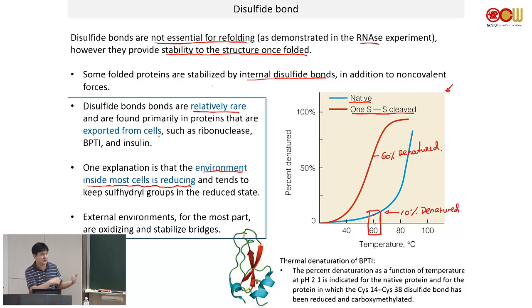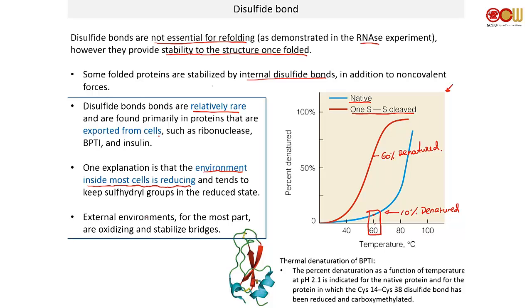Okay, so if you want to have a disulfide bond protein folded, you usually do that instead of doing it inside. Make sense? So internal environments, for the most part, are oxidizing and stabilizing the bridges. Okay, so this is disulfide bond.